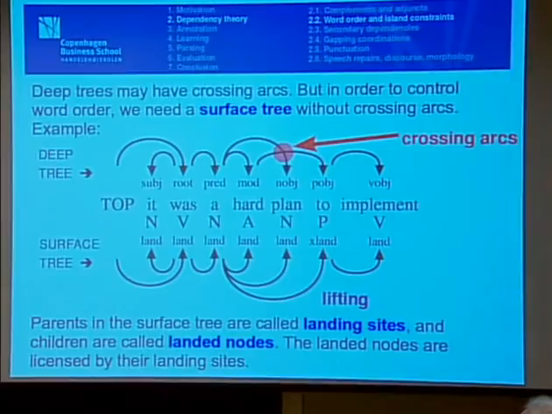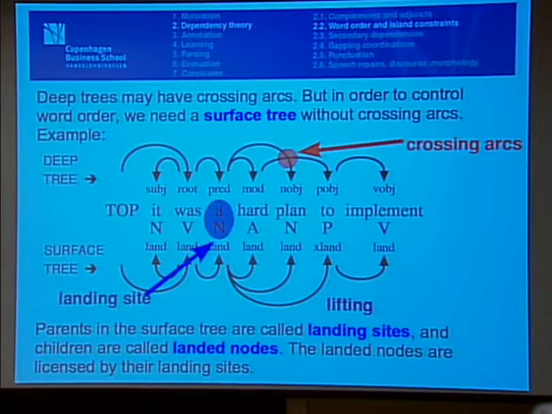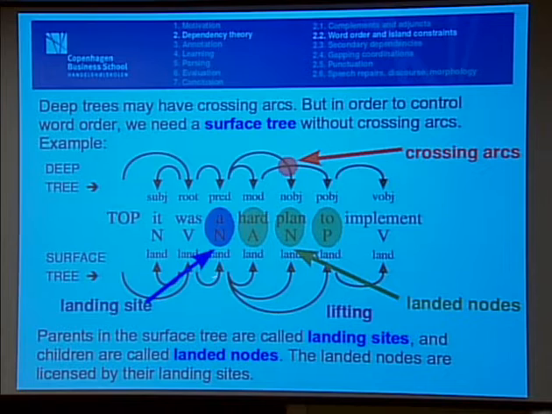So here's an example. We have this landing site "a", and it has a number of landed nodes, which can be seen from the surface structure on the bottom, where "hard" lands on this landing site, "plan" lands and "to" lands, and by looking at the relative word order of these landed nodes, we can determine whether it's a good word order or whether it's a bad word order.